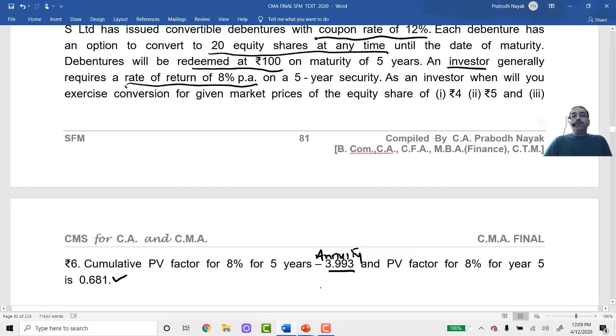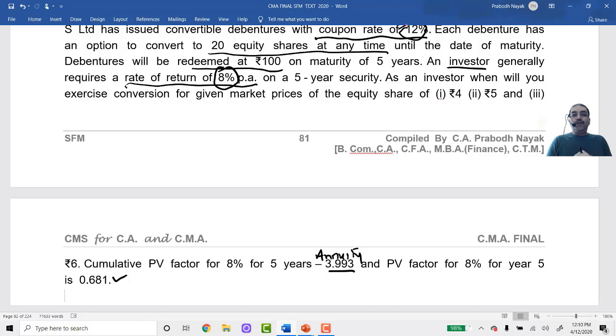Now the first thing is, what is this 8%? This 8% is your YTM. Coupon rate of interest is how much? Coupon rate of interest is 12%. And yield is how much? 8%. YTM is 8%, less than the coupon rate of interest. That means the intrinsic value of the debenture, or market value of the debenture, is higher than the face value.